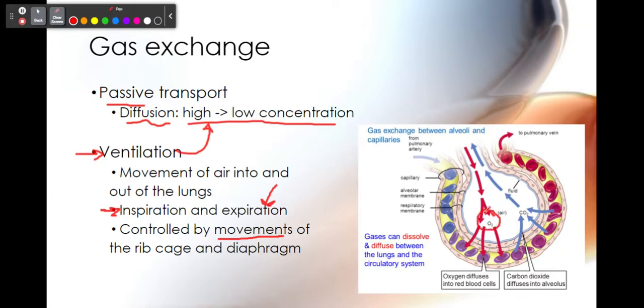We have O2 here in the lungs. It's going to diffuse into the blood. And then the CO2 in the blood is going to diffuse into the lungs. So again, passive transport and gas exchange, active ventilation.